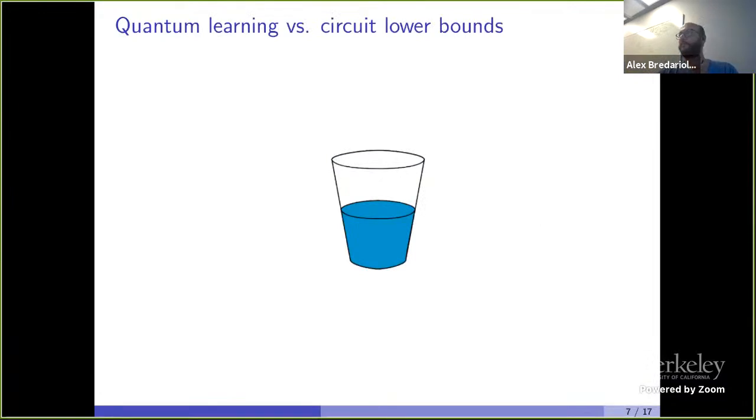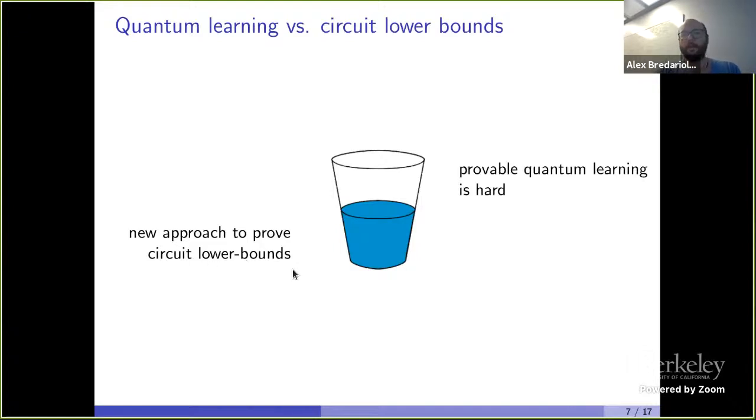Oh, just before that, a way of interpreting our result is that, on the one hand, we can be happy and think that now we have a new approach, a quantum approach, to prove these long-standing open circuit bounds. But on the other hand, it also shows that proving quantum learning algorithms is hard, because if you're able to do that, we're also solving very important open problems.